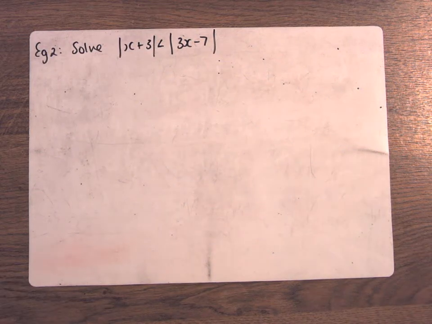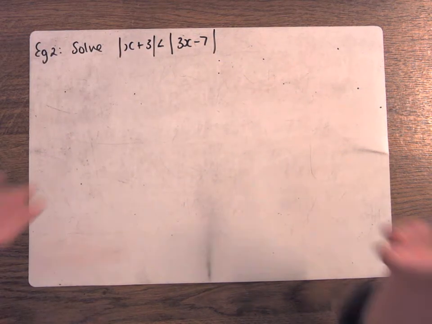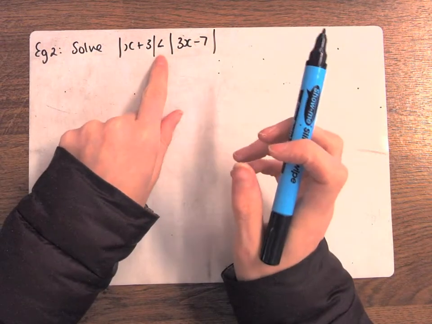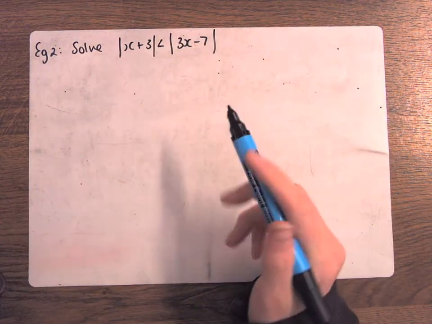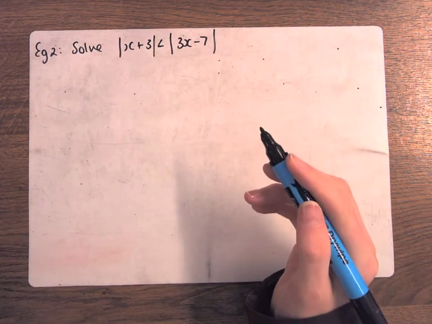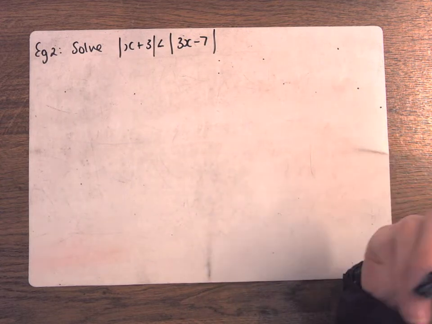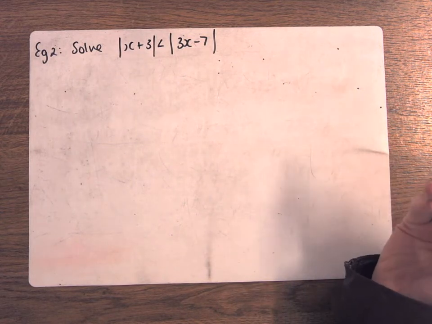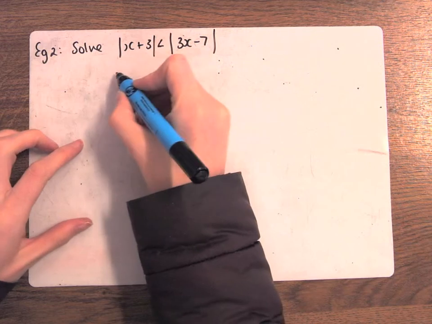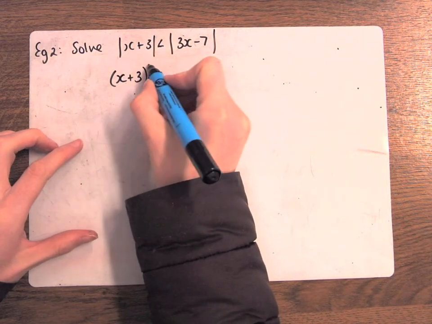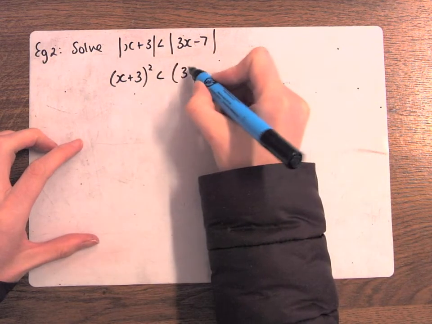When you have a modulus on both sides, now this can be an equals or it can be an inequality, it doesn't matter. The easiest thing to do is square both sides, because when you square both sides, that gets rid of the modulus sign. So I'm going to square this, and I'm going to square this.